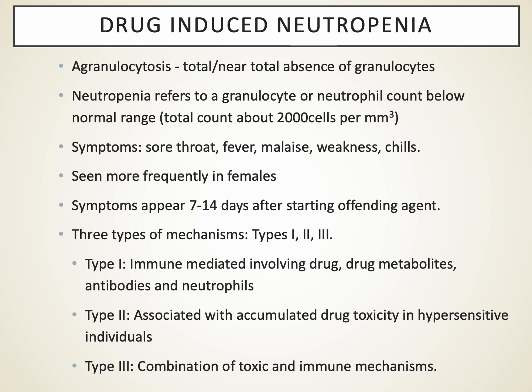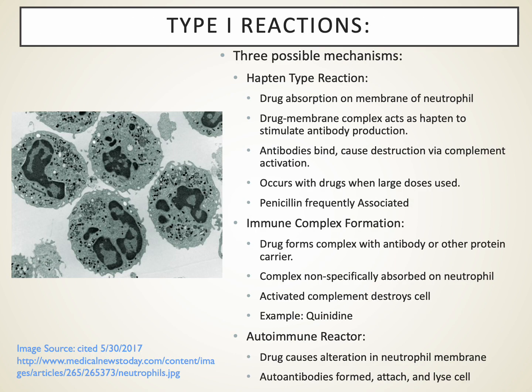The types of neutropenias that you can get are divided into immune-mediated or associated with accumulated drug toxicity in hypersensitive individuals, or a combination of those. And the classic thing you'll see in most of the chemotherapeutic agents that are used is the drug toxicity model. So we'll see some of the same kinds of mechanisms that can be immune-based. There's a hapten reaction, immune complex formation, or an autoimmune kind of reaction. These are similar mechanisms across the board.